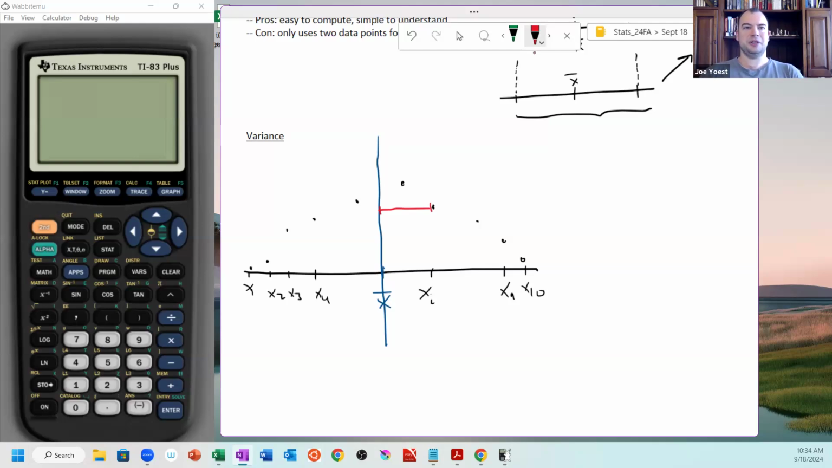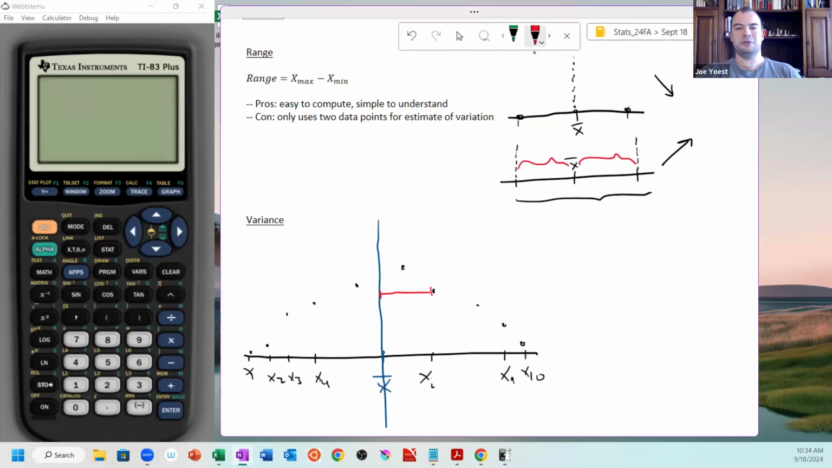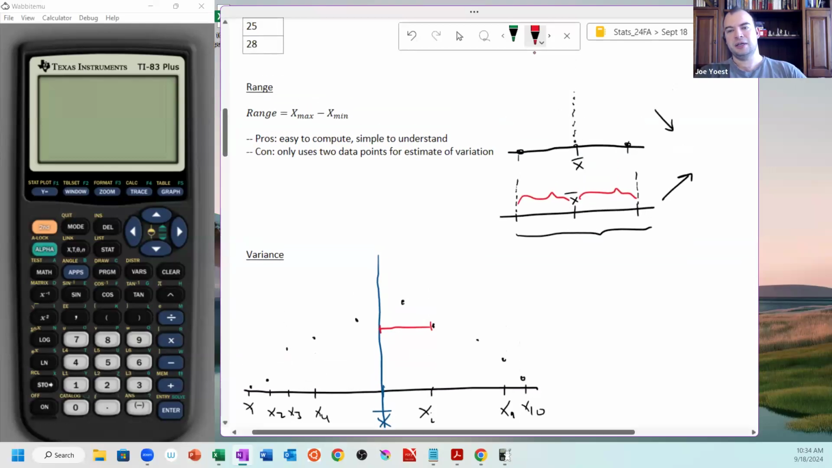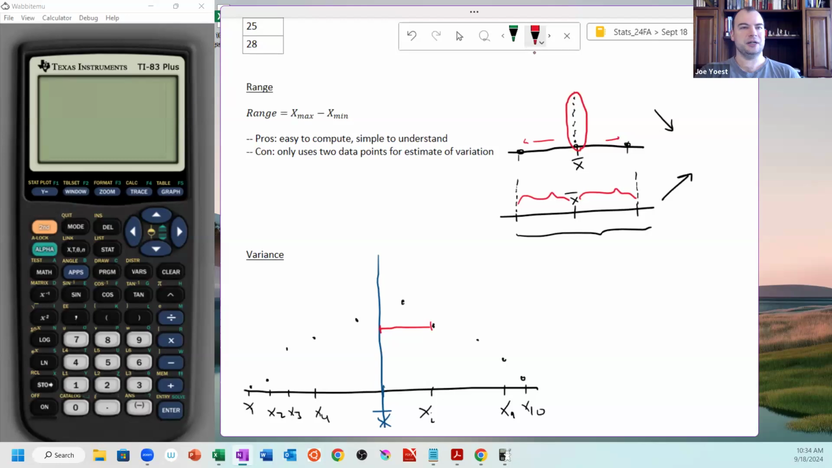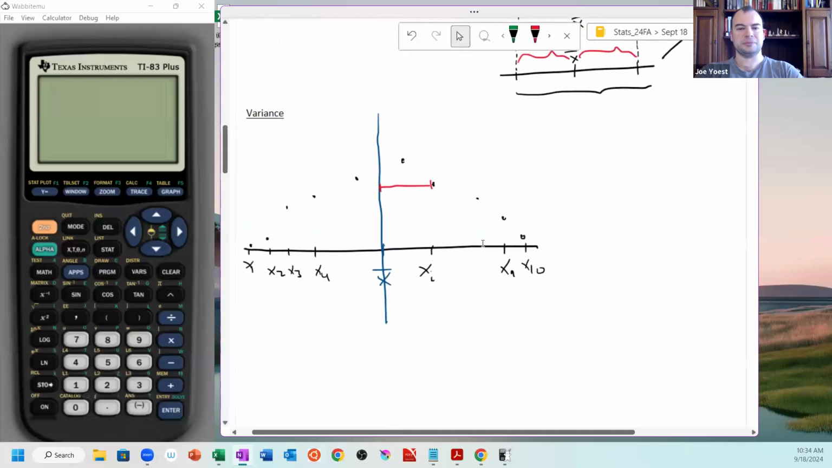If it tends to be the case that most of my data points are pretty close to the mean, then I want to report a low variance, right? Here, most of my data points, or really all of my data points, are quite far away from the mean. I want a high variance. Here, most of my data points are really close to the mean. I want a low variance. There are a couple that are outliers out here, but most of them are pretty close to the mean. I'd expect a lower variance up here.